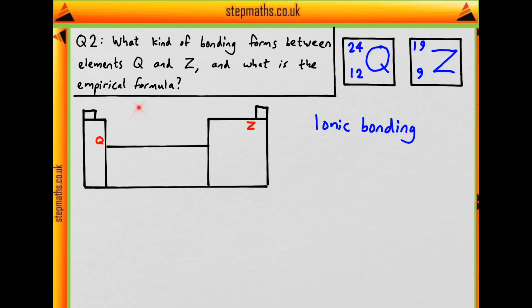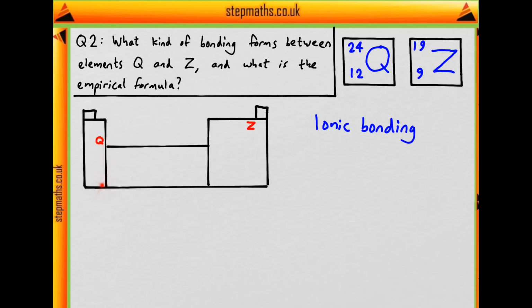So we've got the bonding, now we need the empirical formula of the molecule that's formed. So what is this? Well, if we have ionic bonding, then what ions are going to form from Q and Z? So we know Q is in group 2, and what happens to ions when they form ions? They lose enough electrons or gain enough electrons to form the full octet shell.